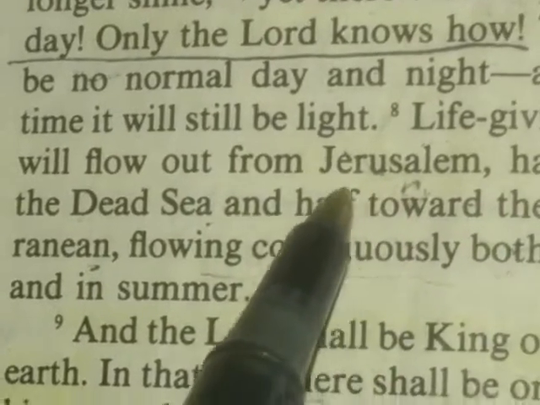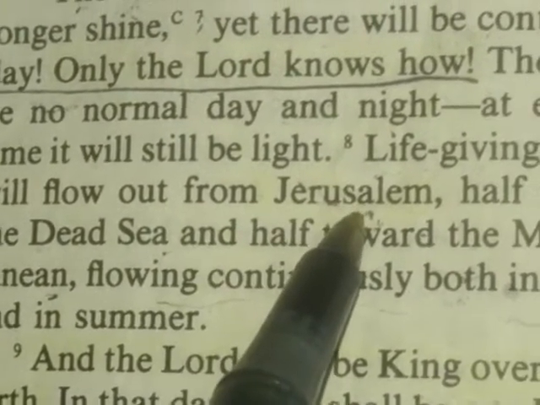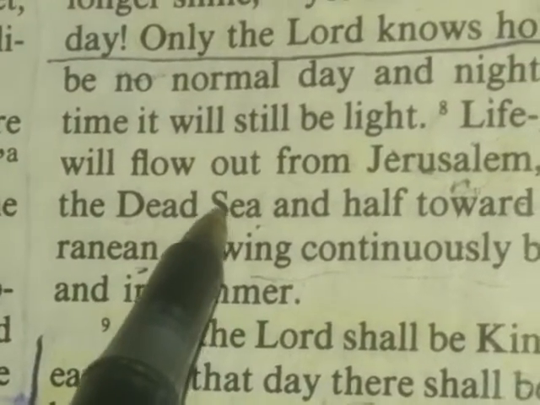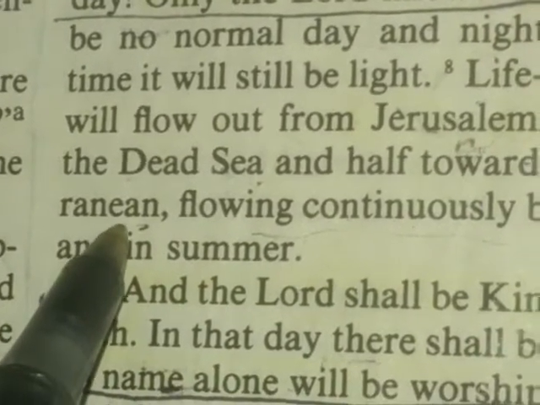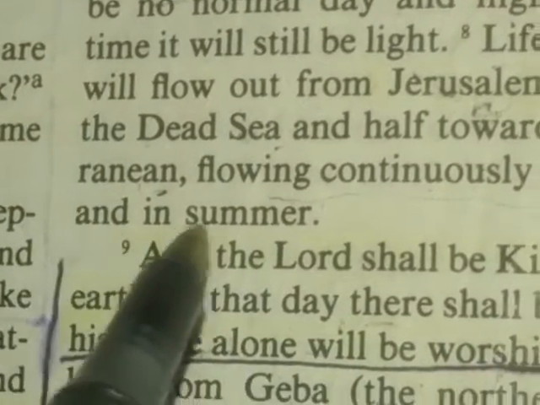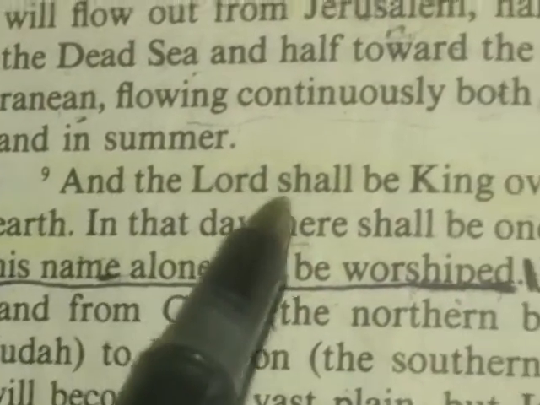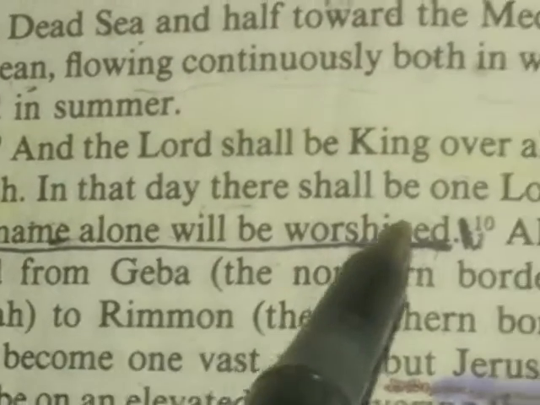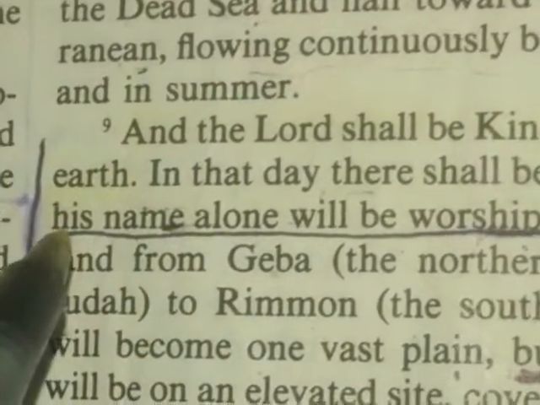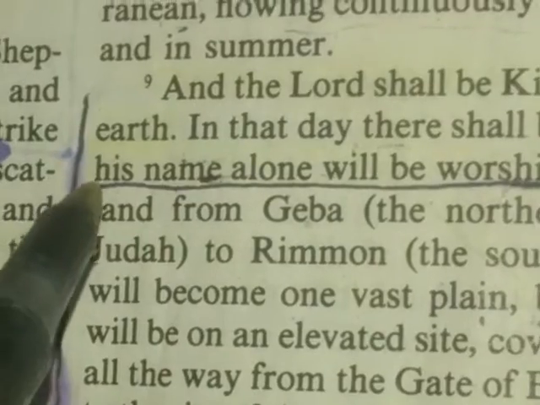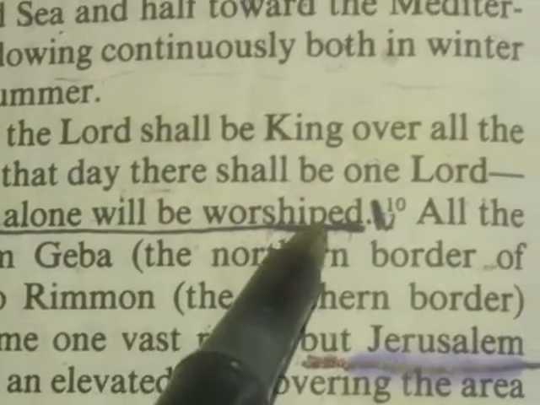Yah Shema. I say it will flow out from Yashalon, half towards the Dead Sea, and half towards the Mediterranean Sea, flowing continuously both in winter and in summer. And Yah shall be king over all the earth in that day. And there shall be one Yah in his name. There should be one king, or Malik, and his name alone will be worshipped.